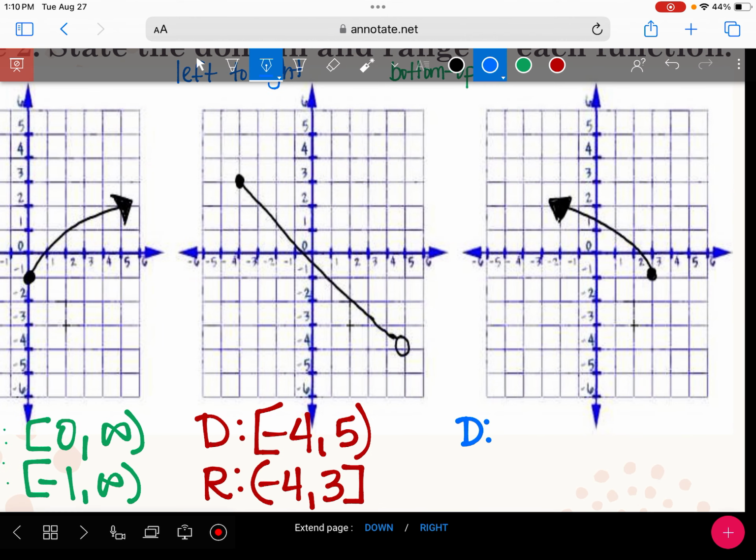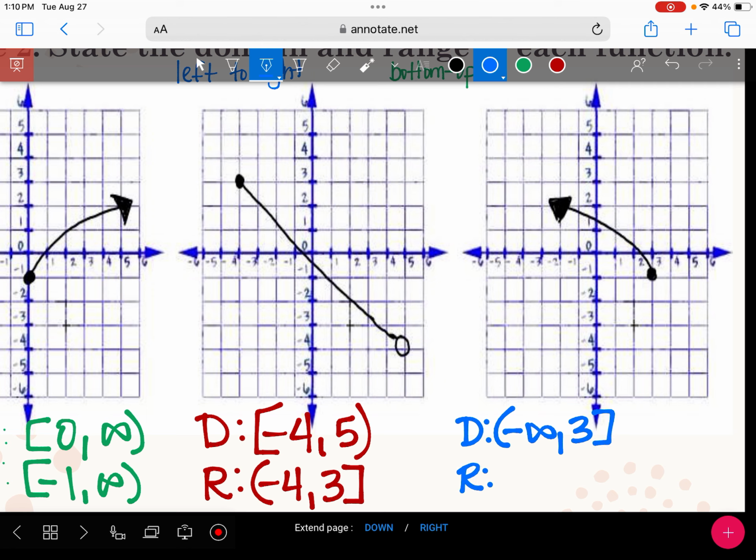All right, last graph. Notice that when I come from the left, the first thing I hit is an arrow. If you hit an arrow first, that means you're coming from negative infinity. So my domain begins at negative infinity because I have an arrow, and it stops here when x is 3. So my domain is negative infinity to 3. Negative infinity always gets a parentheses. 3 would get a bracket.